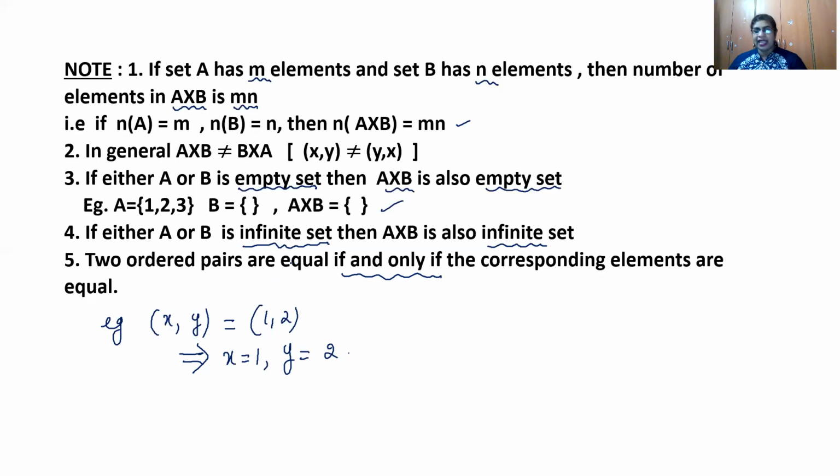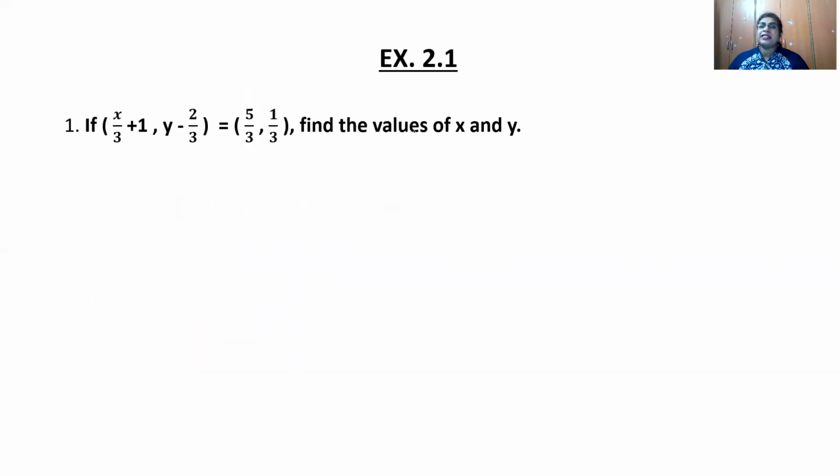questions of the first exercise. So coming to exercise 2.1, let us see how to solve these questions. So look at the first question what I have. If x by 3, this is an ordered pair, okay. So if x by 3 plus 1, comma, y minus 2 by 3 is equal to 5 by 3, comma, 1 by 3, find the values of x and y.